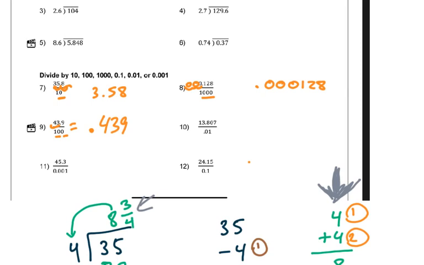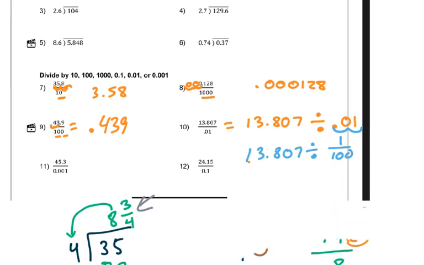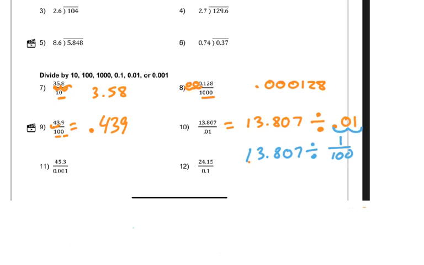Now this is interesting. We're dividing by 0.01. So what I like to do on this one is to think of it as 13.807 divided by 0.01. Now when we divide by 0.01, remember 0.01, if I convert this, is the same thing as 1 over 100. How do I know it's 100? Because I jumped the decimal place over 2. So we're doing 13.807 divided by 1 over 100. But we learned earlier in this course that when you divide, division is nothing more than multiplying by what? Division is nothing more than multiplying by the reciprocal.